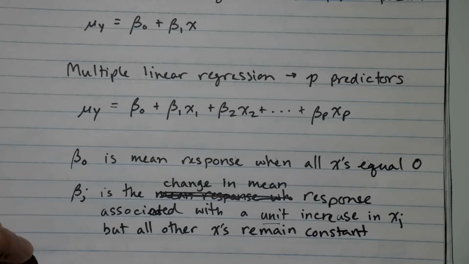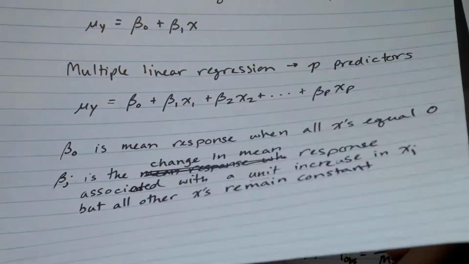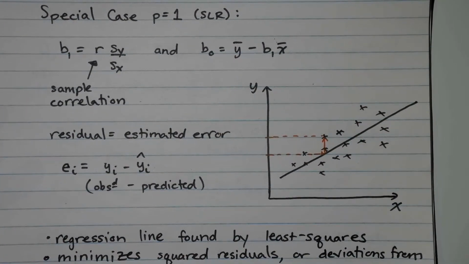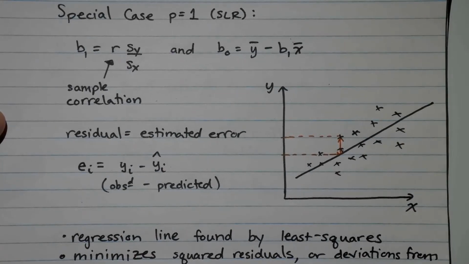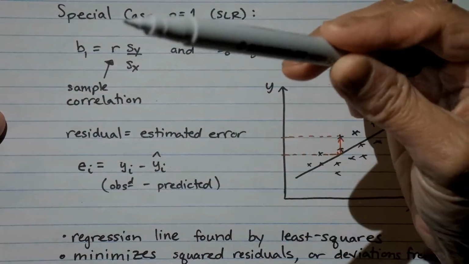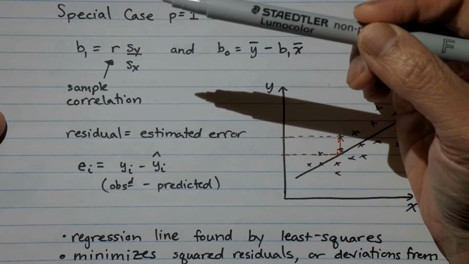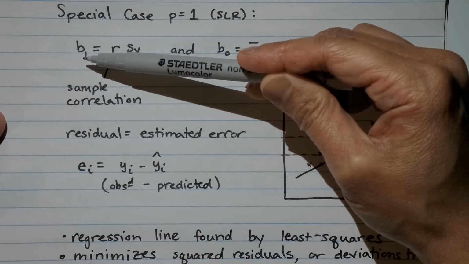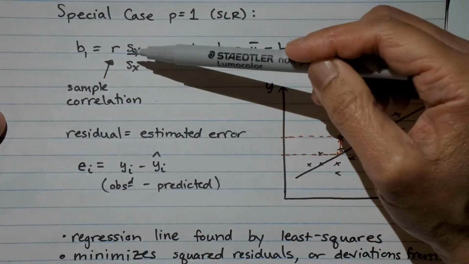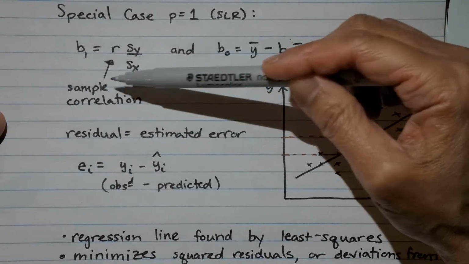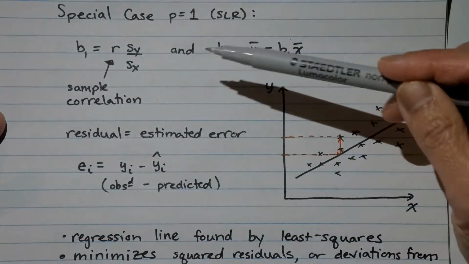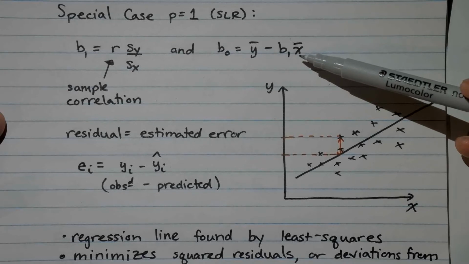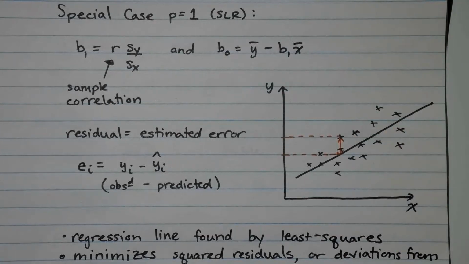Okay, so what can we do with a regression model? Well, let's first focus on the special case where p equals 1. So that's that simple linear regression setting. And there we can calculate explicitly estimates for beta naught and for beta 1. So we start off with b1, which is the sample estimate of the slope parameter, equal to r_xy times s_y over s_x, where r is our sample correlation, and b naught is equal to y bar minus b1 x bar. So these are things we can calculate from our data.